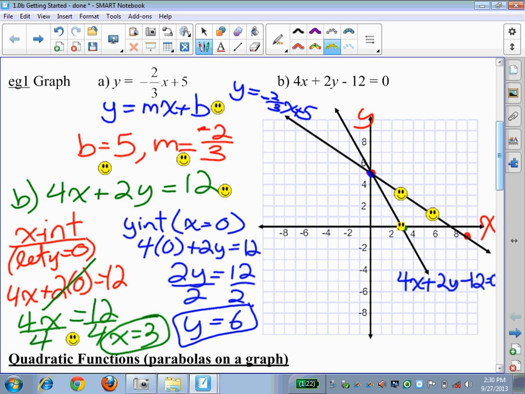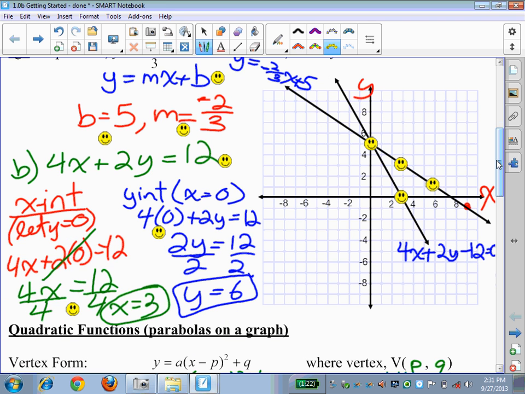And again, that's a point that you can plot on the graph. x equals 3 is right here. To find your y-intercept, we let x equal 0. So again, you substitute it in. Wherever you see an x, you put a 0. Simplify this expression to solve for y, and you have y equals 6. And again, you plot that on your graph, and then you have the line.